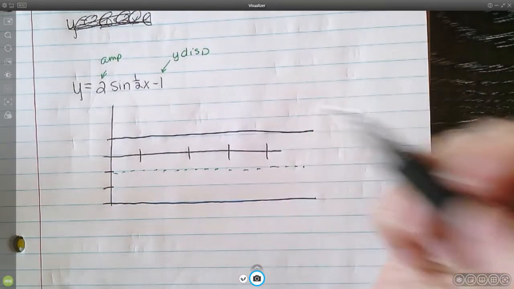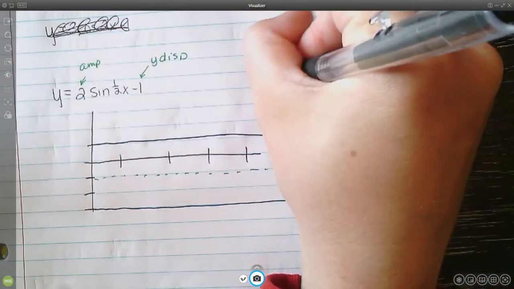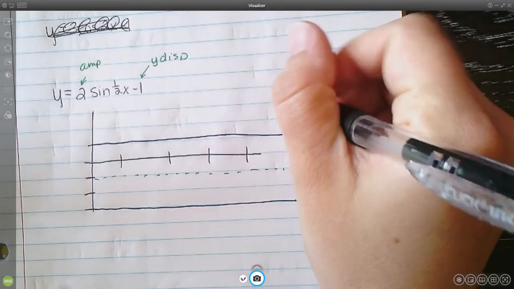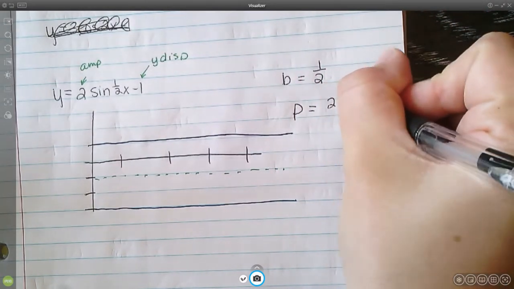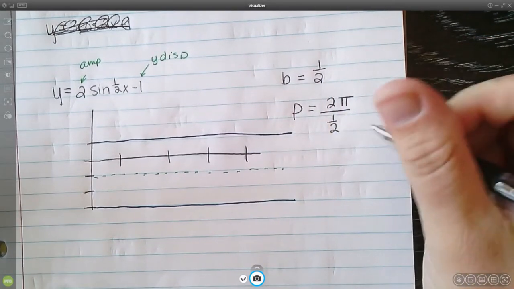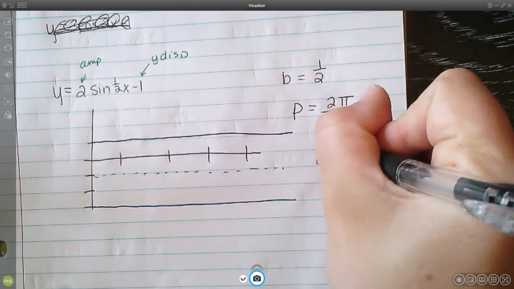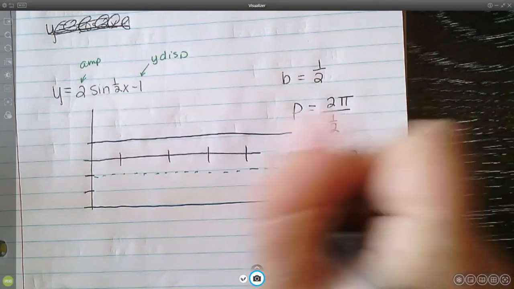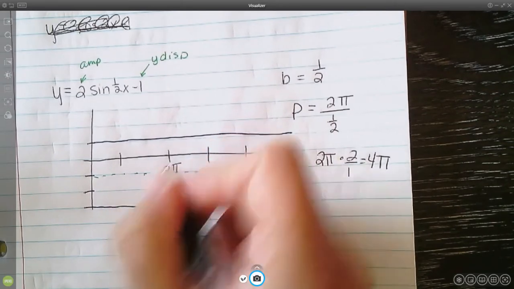Okay, so then we need to figure out what the period is. So we know our B value is 1/2. We know that period, I'm just going to write P, equals 2 pi divided by B, which is 1/2. And then don't forget, this is the same as multiplying by the reciprocal. So we have 2 pi times 2 over 1, which is 4 pi. So this is 4 pi, and this is 2 pi.